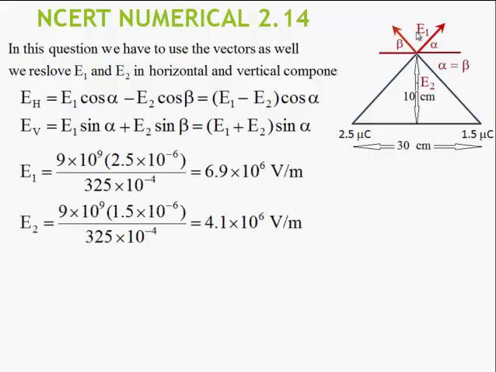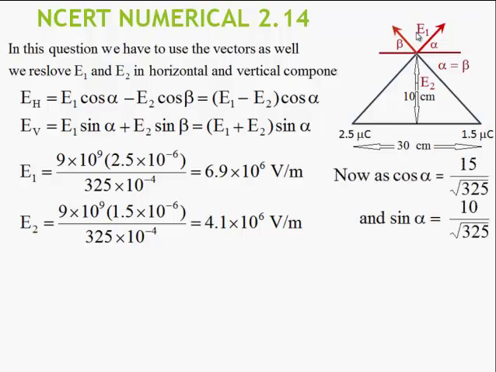Now, we try to find E1 and E2. Remember over here, the distance will be again root 325. So we convert. The charges are given to you, we use k Q by r square. But again, now we have to use the cos and sine. Let's see. From the diagram, we can say cos alpha is 15 upon root 325 and sine alpha is 10 upon root 325. Because alpha or beta are basically these angles.